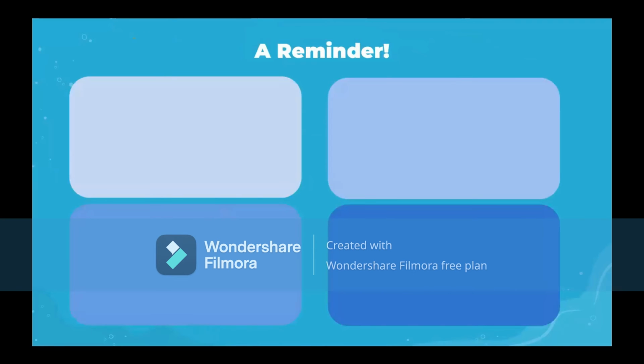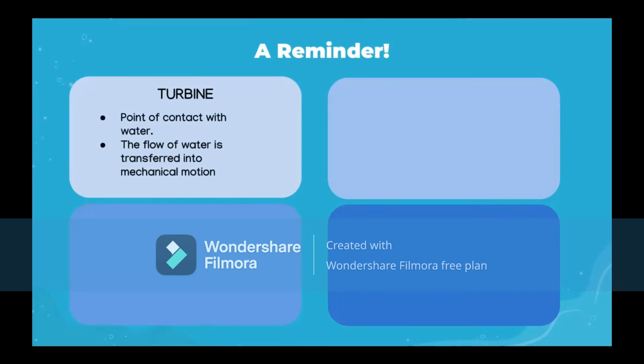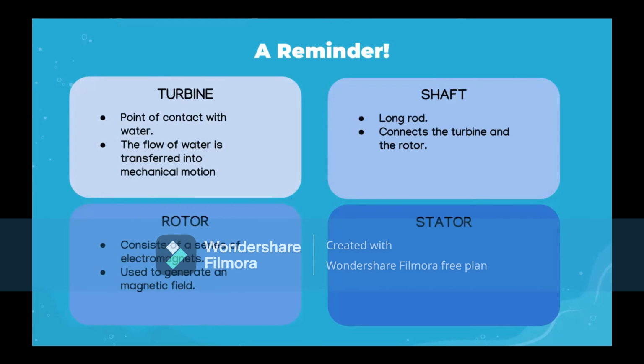Let's go over the four main components of the dam generator one more time before we get into the main mechanism. We have the turbine, the shaft, the rotor, and the stator.